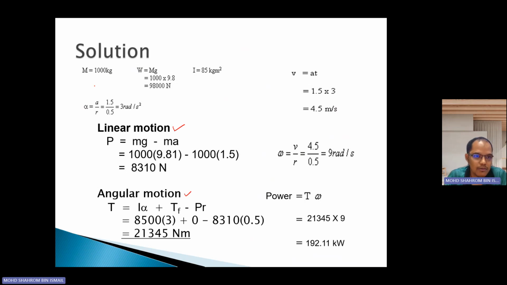So we know 1 ton is equivalent to 10^3 kilogram. Okay, 1 ton is equivalent to 1,000 kilogram. In order to get the mass or the weight, of course we're going to multiply with gravity, mg, so it goes by 9,800 Newton here. And then this is all the given information. We knew that I is equivalent to 85 kilogram meter squared.